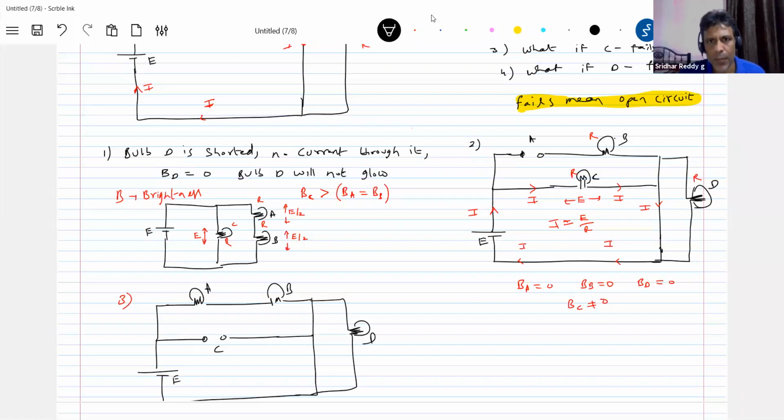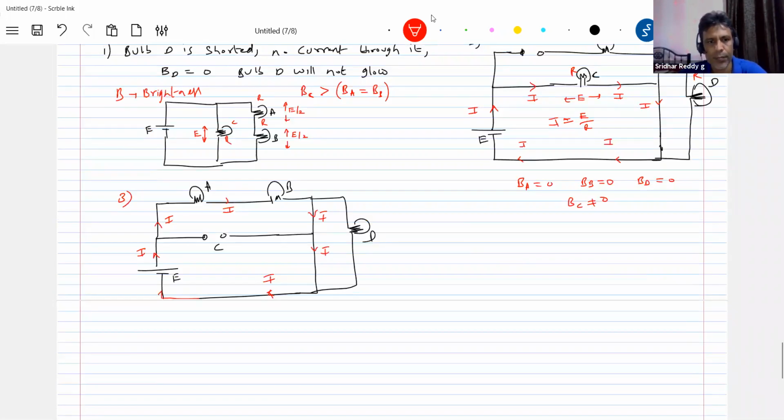So what is the path of current? The path of current I, this will be I. The current will take the path like this. And there's an open circuit, so no current flows in the open-circuited branch, and this is shorted. So what will happen to the brightness of bulbs A and B? They'll be equal. Let me conclude here: the brightness of A and B will be equal.